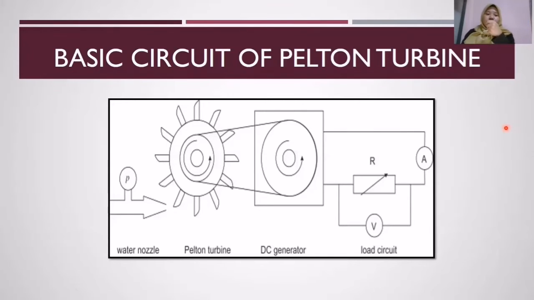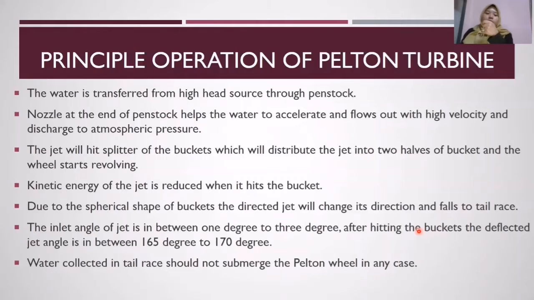Okay, next is the basic circuit of the Pelton turbine. This is an example of a circuit of the Pelton turbine. It has a water nozzle, Pelton turbine, DC generator, and load circuit. Now we will talk about the principal operation of the Pelton turbine.